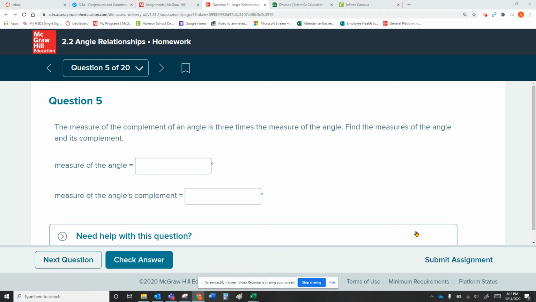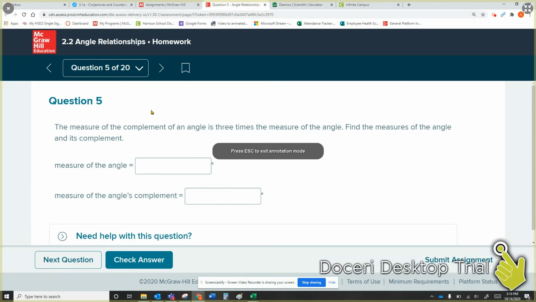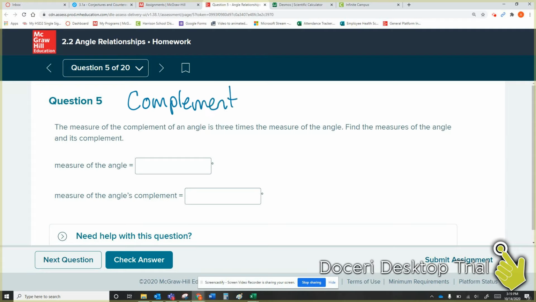All right, so I'm going to go through another problem like it, but it's not going to be the exact same problem, just so that you can still practice with that problem. So the first thing we need to know is that anytime we see the word complement or complementary, that means two angles that add up to 90 degrees. Anytime we see the word supplement or supplementary, that means two angles that add up to 180 degrees.